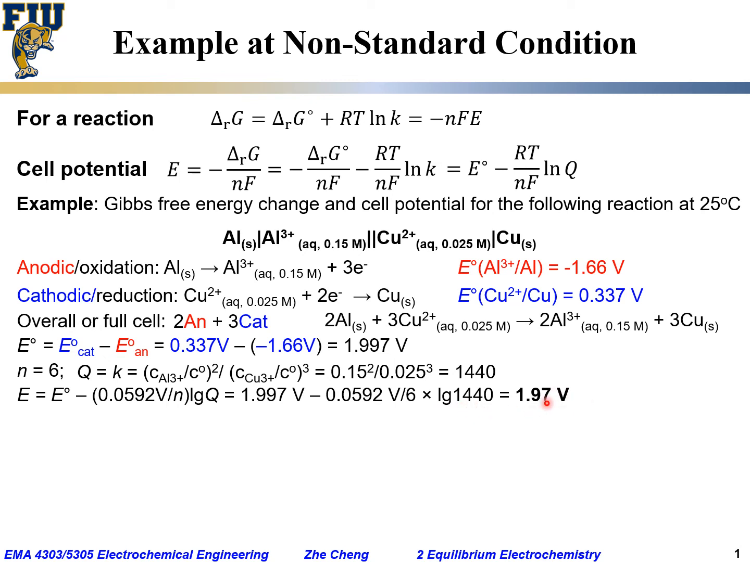And if you calculate, it comes out to be 1.97 volt, which means for the overall reaction from aluminum metal and the copper ion to form aluminum ion and copper, it has a very large driving force or electromotive force, and the cell potential would be 1.97 volt, assuming no internal leakage. Okay?